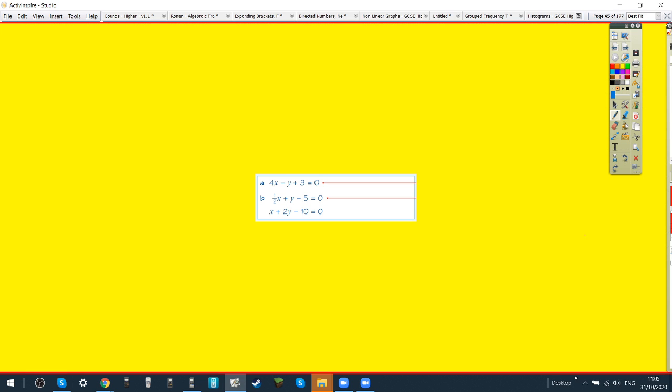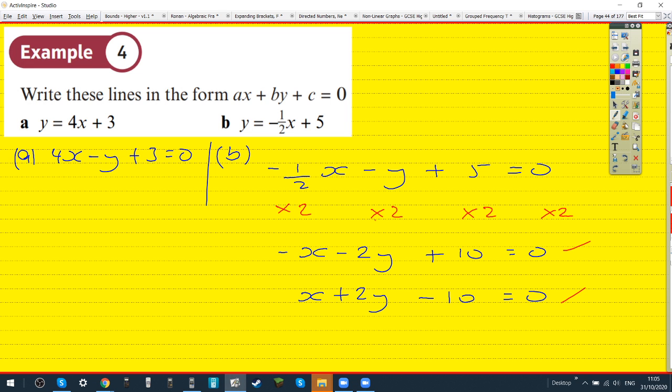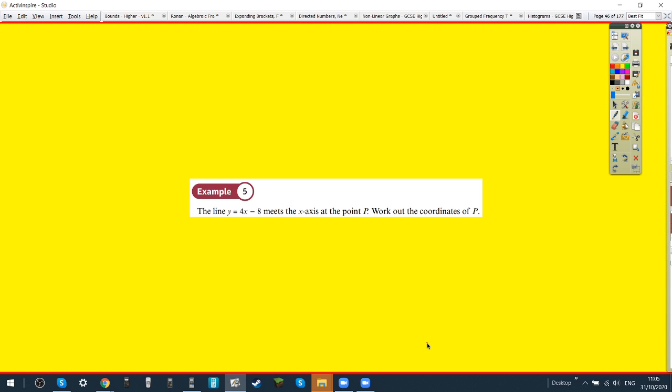Let's see what the book has to say. Yeah, so that one, x plus 2y minus 10 equals 0. So often it's unwanted to have a fraction or decimal, and so you make it equal to 0 and multiply by the denominator to do that. Here we had 2 minuses and 1 plus. You often change it to be 2 pluses and a minus, but you don't have to.